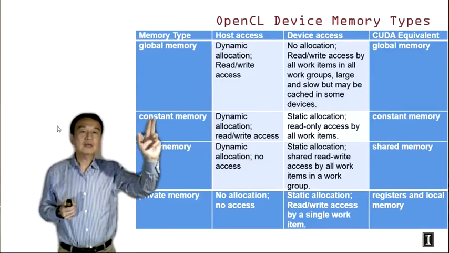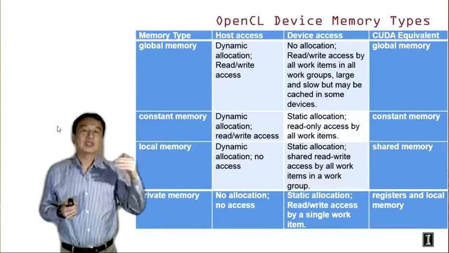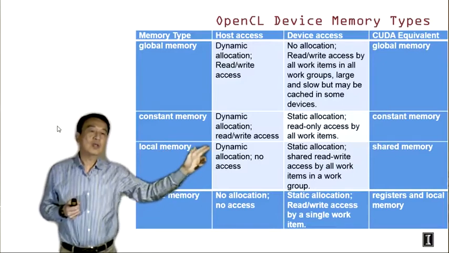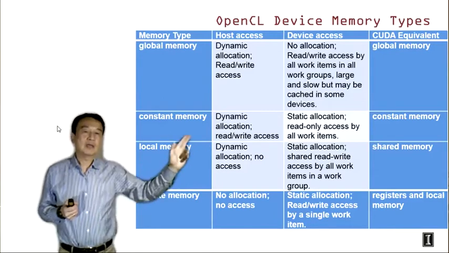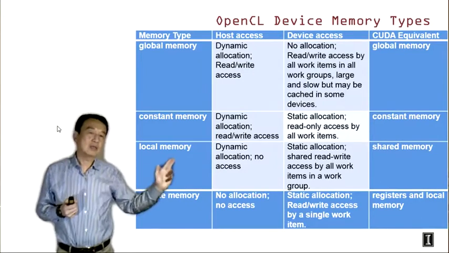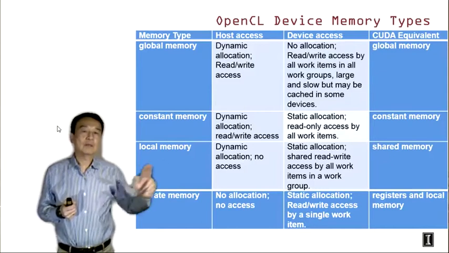So this constant memory really is relative to the device. So as far as the device is concerned, it can only do read-only access, and by all the work items. And you can also statically allocate constant memory from the device code. And of course, this corresponds to the constant memory in CUDA terminology.